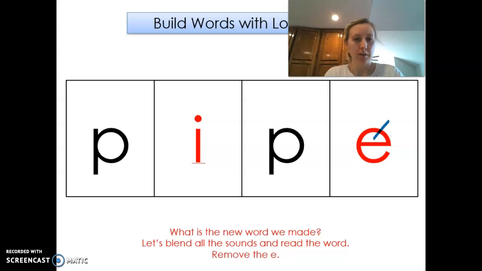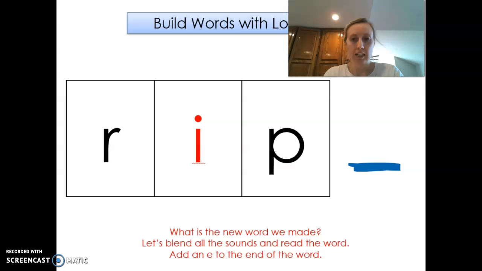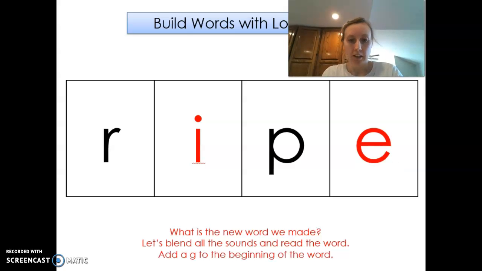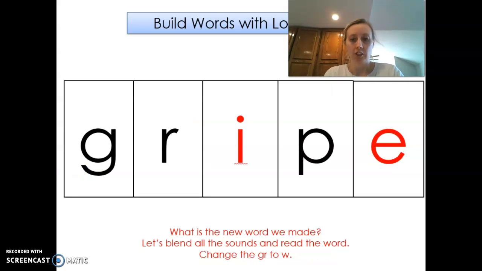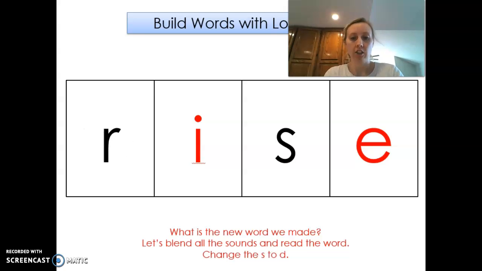Get rid of the e. Cover that up. Pip. Change the first p to r. Rip. Add an e at the end. Ripe. Add a g at the beginning. Gripe. Change the gr to w. Wipe. Change the p to s. Wise.